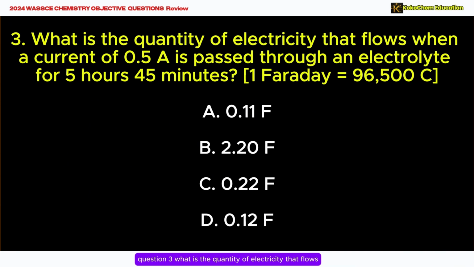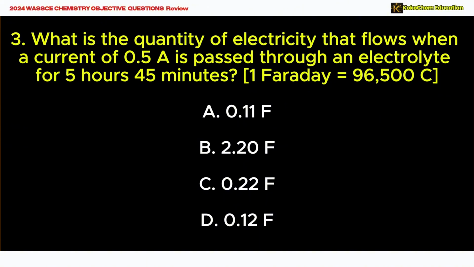Question 3. What is the quantity of electricity that flows when a current of 0.5 amperes is passed through an electrolyte for 5 hours 45 minutes? Take 1 Faraday to be equal to 96,500 coulombs.